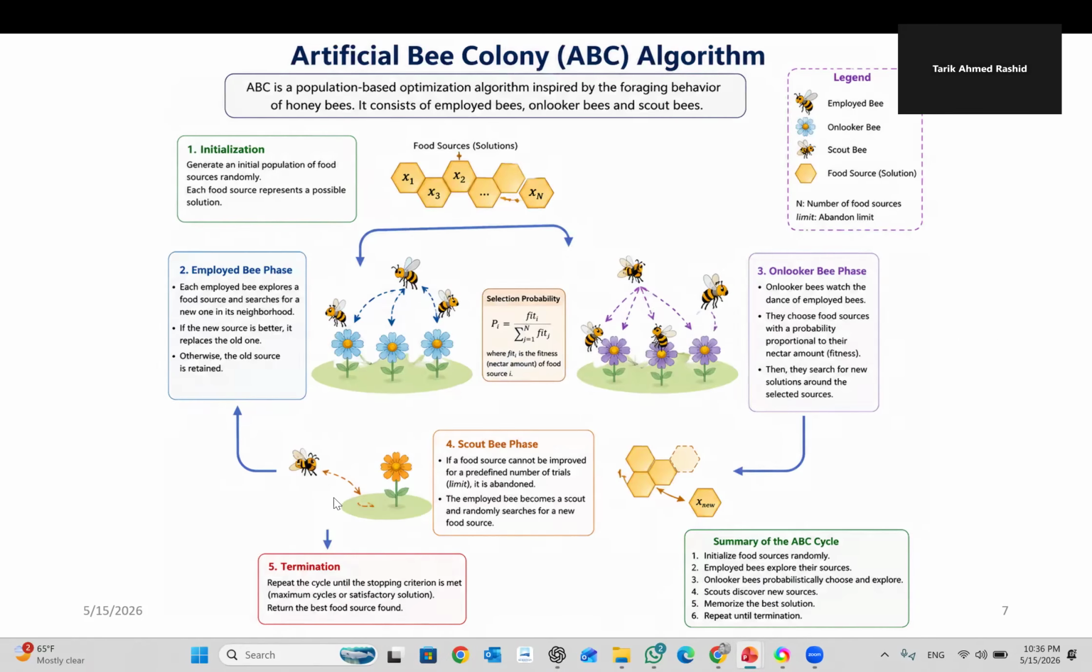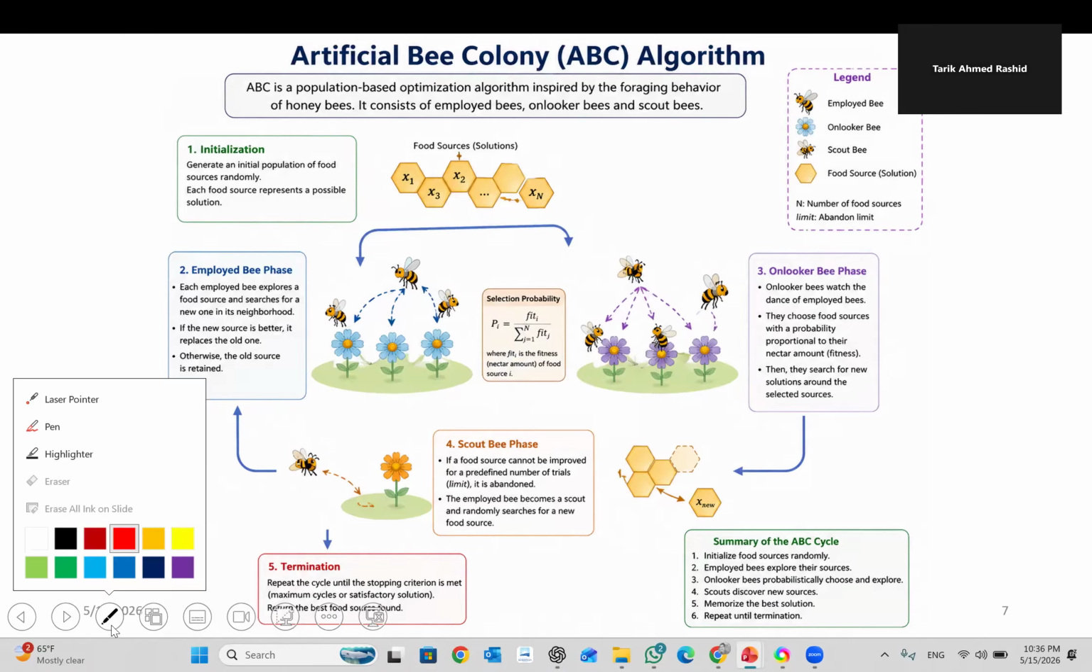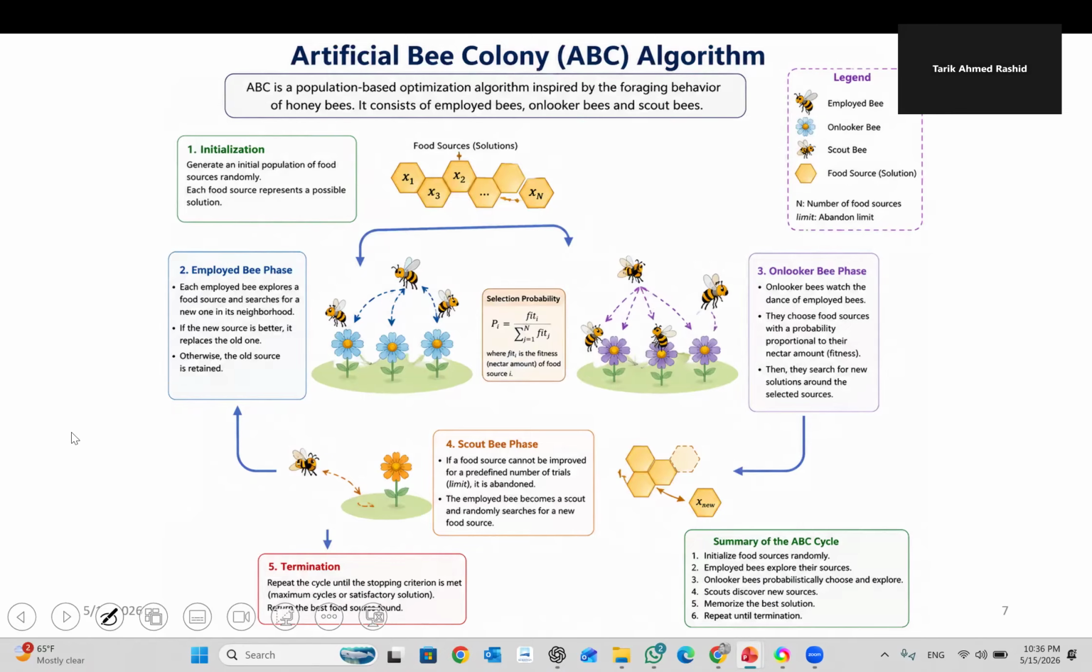Now, this is the representation of the algorithm. First is initialization: the algorithm starts by initializing a population of food sources. Each food source represents a possible solution. Then comes the employed bee phase. Each employed bee explores a food source and searches for a new one in its neighborhood. If it's better, then it keeps it. If not, then it keeps the old one.